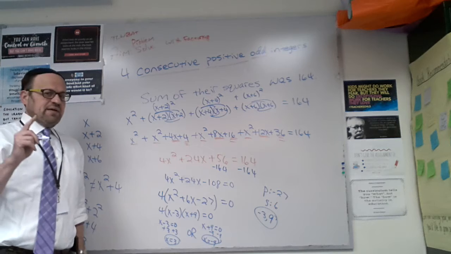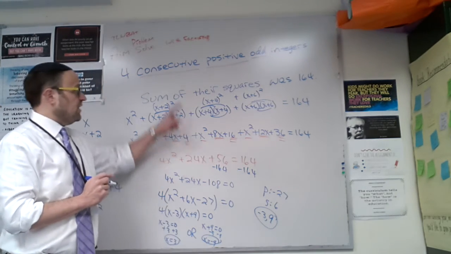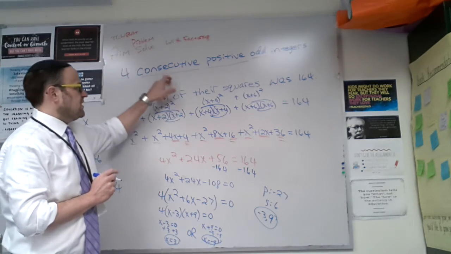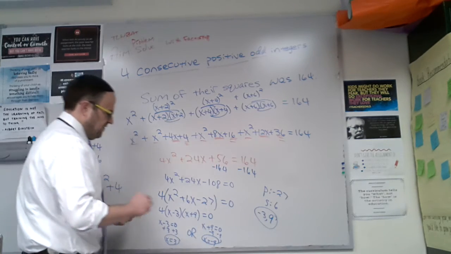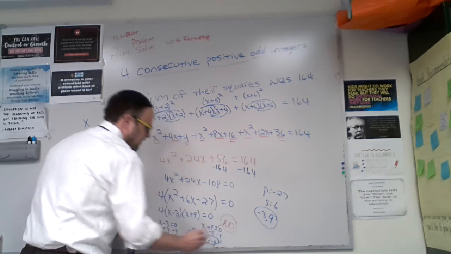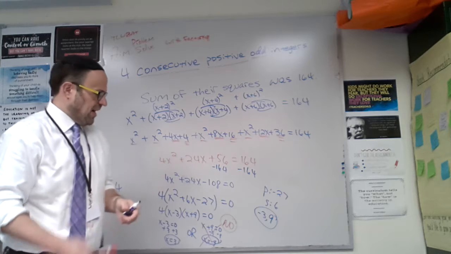We've got to stop and think. Are both of these valid contenders for an answer here? Come back to the wording of the problem. It says 4 consecutive positive. Got to cross out that negative. Can't have a negative number if the problem specifies that they must be positive.